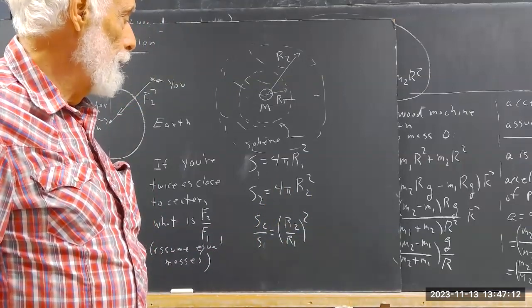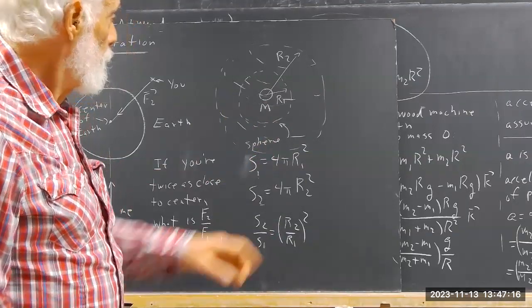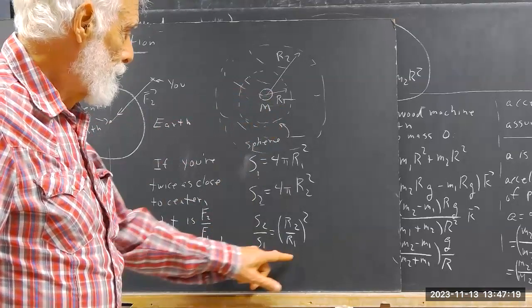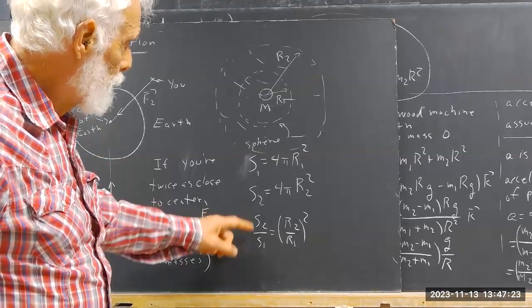So there are a lot of analogies with gravitation. There are a lot of places the analogies break down. As far as this is concerned, you have this ratio of surface areas.